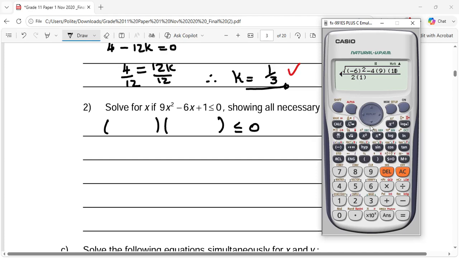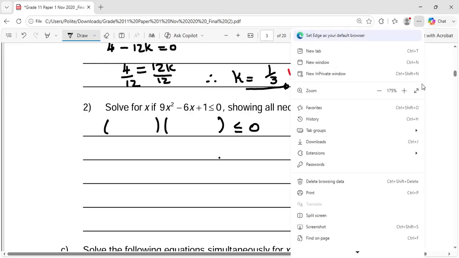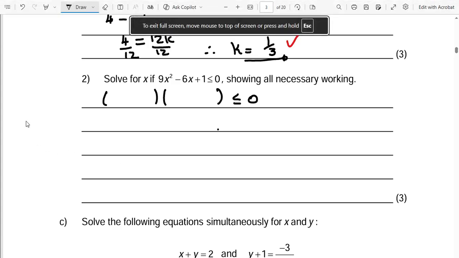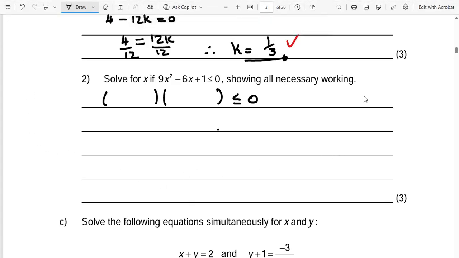Everything is divided by 2 into 9. So when I punch it in, I get 1 over 3. And then I change the sign from positive to negative, and I still get the same answer. So this tells me that the factors are the same for both brackets. Okay, so this is wonderful because now I understand what I'm going to do. Remember, we just calculated that and we got our x to be 1 over 3.